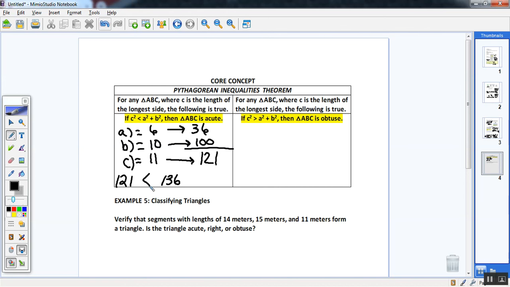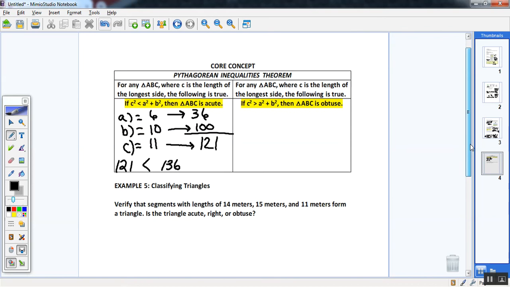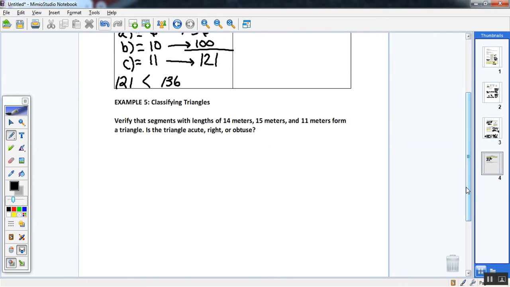Okay, so you guys try the last one on your own. You tell me if this triangle down below is acute, right, or obtuse. Your lengths are 14, 15, and 11. You tell me what kind of triangle that's going to be given those three lengths.